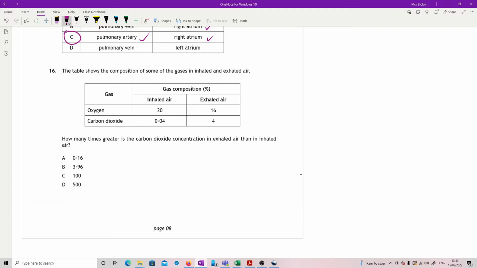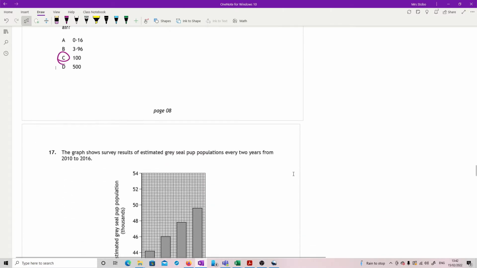Okay, table shows composition of some gases in inhaled and exhaled air. How many times greater is the carbon dioxide concentration in exhaled air than in inhaled air? Okay, so carbon dioxide is in exhaled 4 and in inhaled 0.04. So you basically just divide 4 by 0.04 and that gets you, I'm hoping even without a calculator, C, 100.